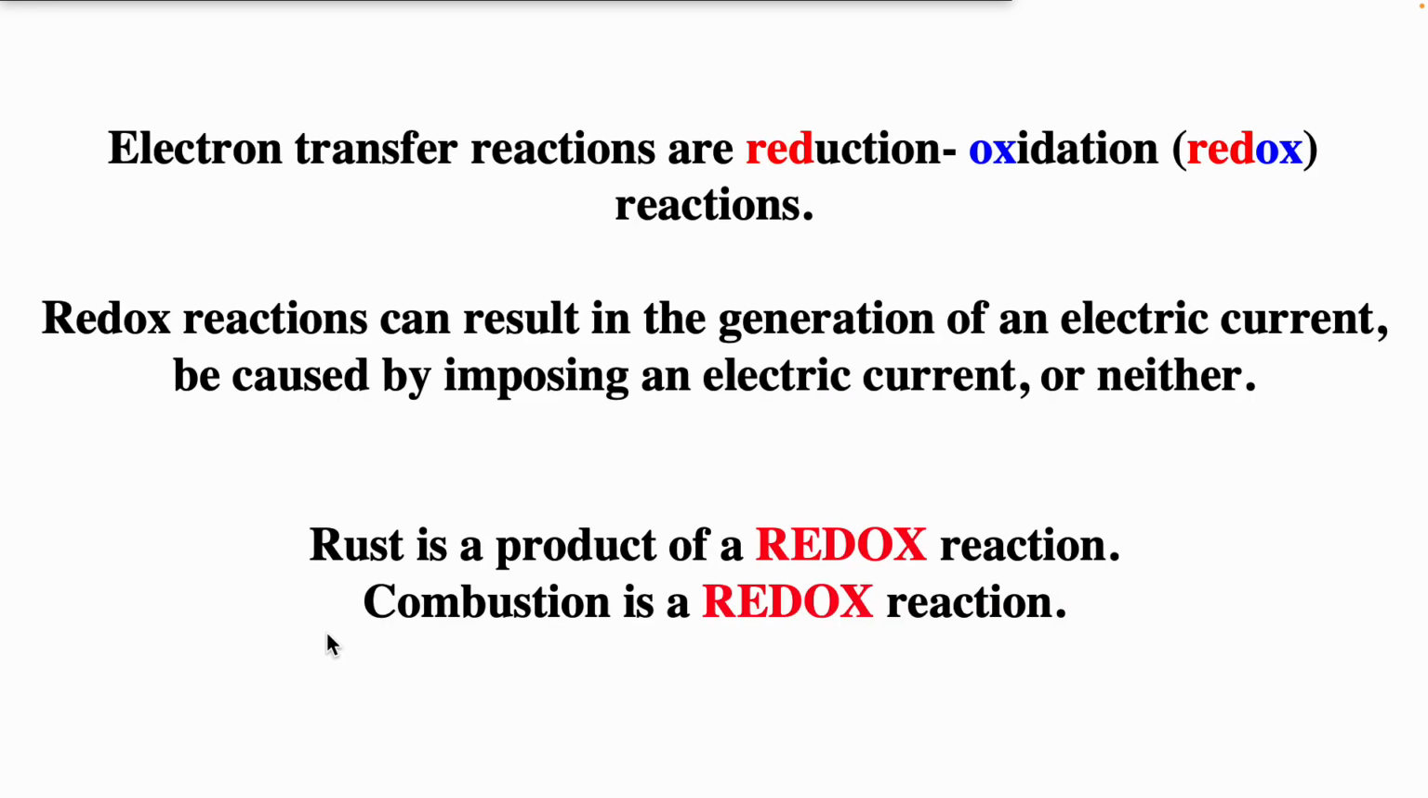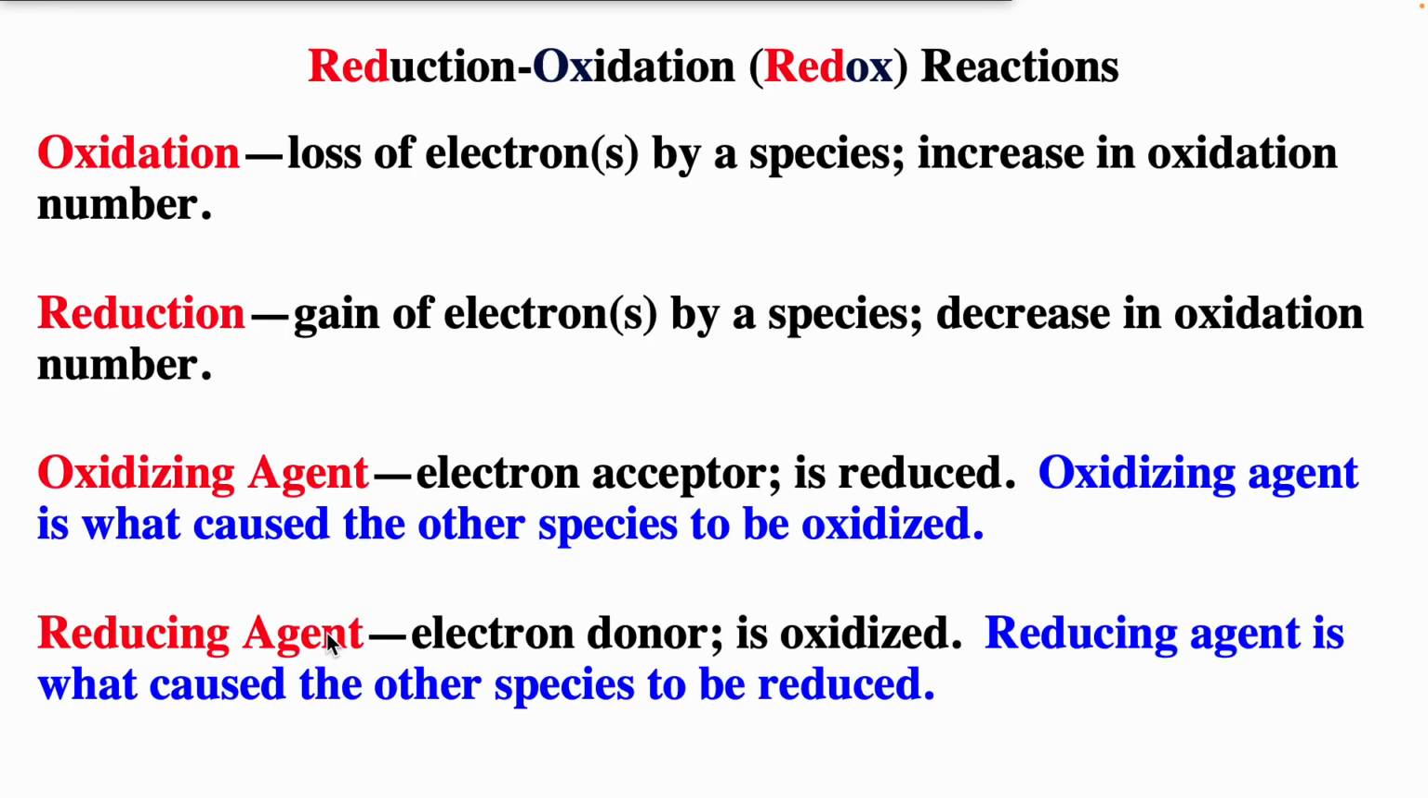And so electron transfer reactions have a reduction, something is gaining electrons, and an oxidation, something is losing electrons, and so they're often referred to as redox reactions. Redox, electrochemical, I'll use those interchangeably. So redox reactions can result in the generation of electric current, or can be caused by imposing electric current, or actually neither. And so again, remember that rust and combustion are redox reactions, even though you don't have any current present.